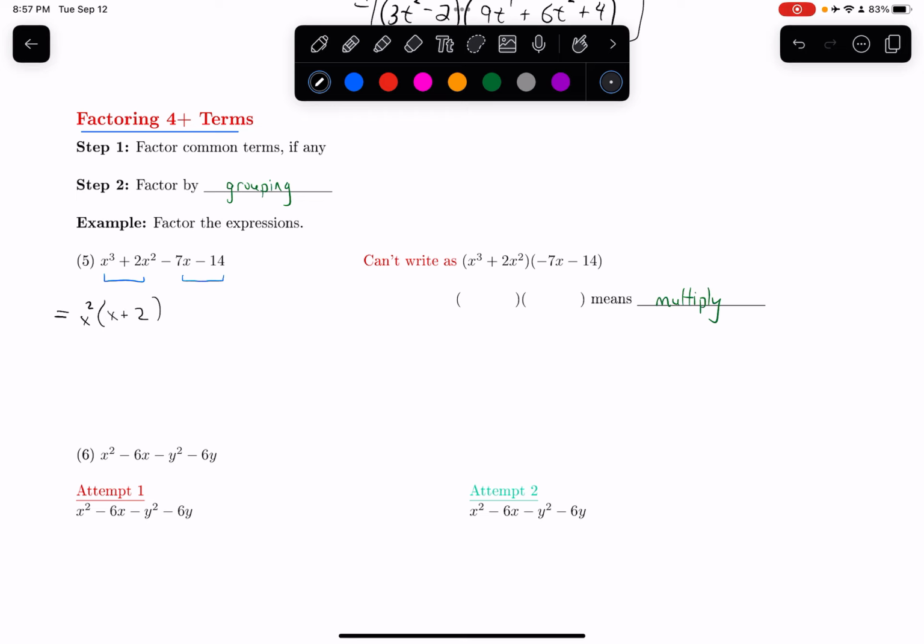From the second group, I could take out either a 7, because that's common, or maybe negative 7. And I might notice that if I took out negative 7, it's going to be kind of nice because, well, if I take out a negative, it changes the sign of those terms. So it'll become a positive x and then positive 2. And now this is especially nice because in each of my groups, they have a common term, this x plus 2. Okay, so because I have that common term, I can factor it out.